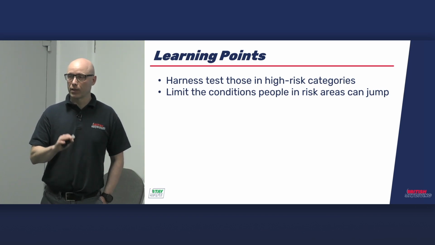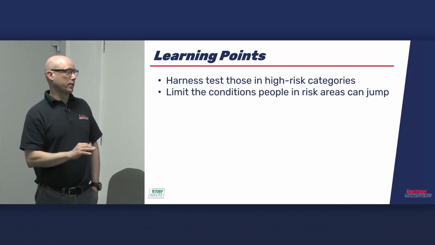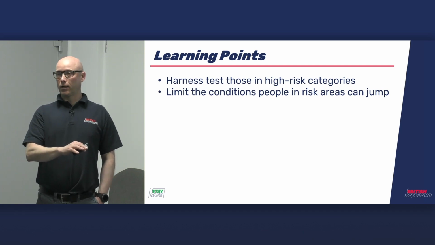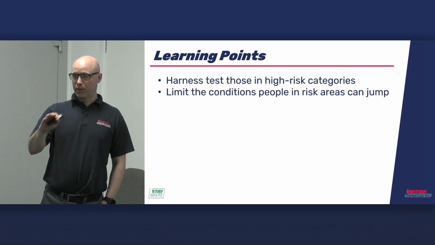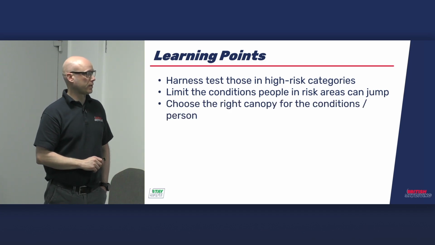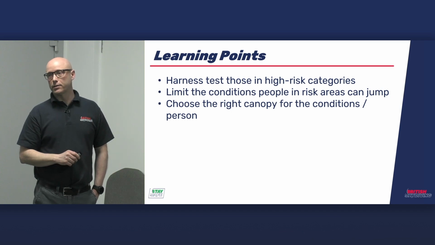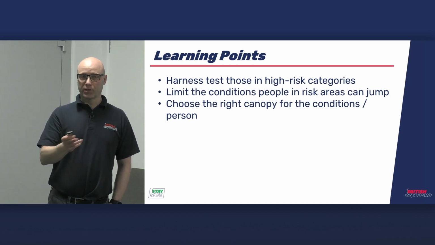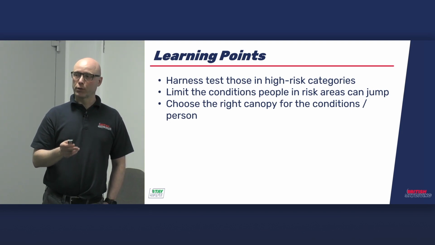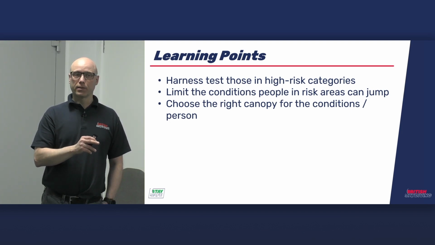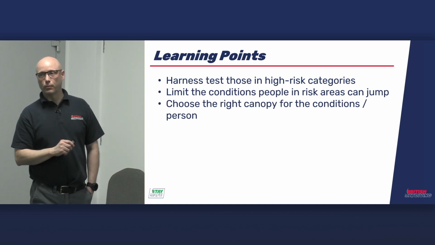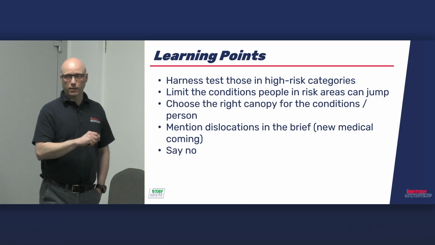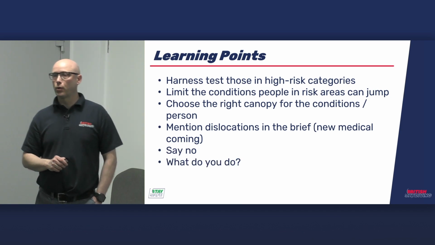But we as instructors have to know when to say no and have the confidence to be able to say no as well, because heaven forbid I broke that guy in front of the 40 people that had raised £200,000 for charity. Choose the right canopy for the conditions as well. If you have the choice of canopies to take, and let's be honest, amongst the fleet at most PTOs, we've got the good canopies and we've got the canopies that perhaps other people need to be jumping. Mention dislocations in a brief, and as I mentioned, know when to say no. Any other points to add on that?